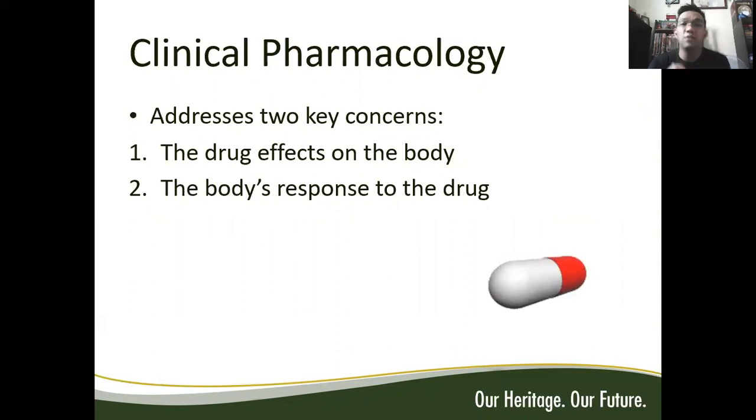Next one that we have here, clinical pharmacology. It addresses two key concerns. Number one is the drug effects on our body. And the second one is the body's response to the drug. So that is what is being studied here under clinical pharmacology, on how the drug that was ingested or taken in affects our body, or how the body also responds to a specific type of drug. Because there are a lot of drugs, there are different responses to each drug that would be given to our patients.